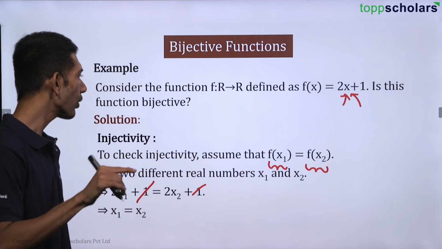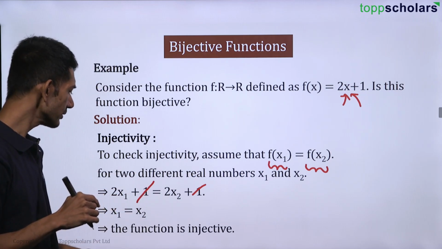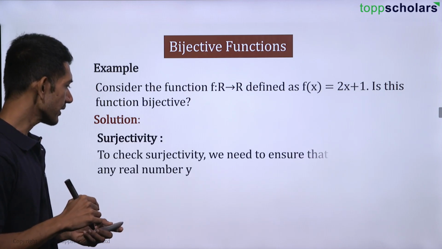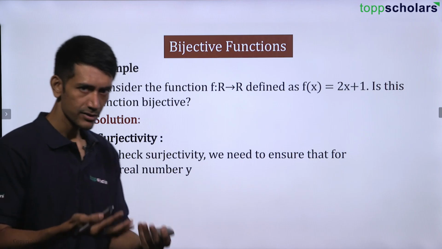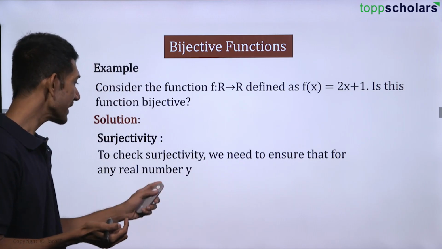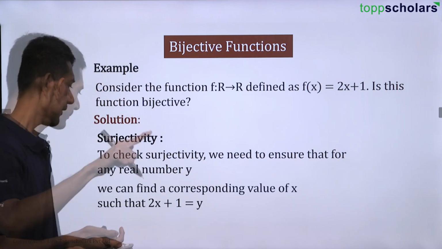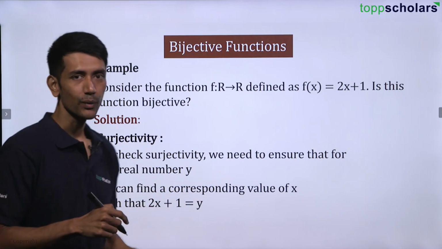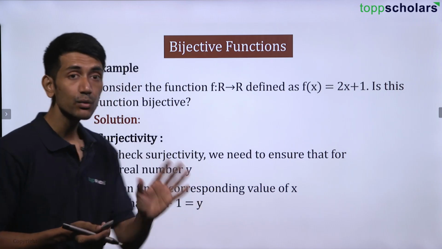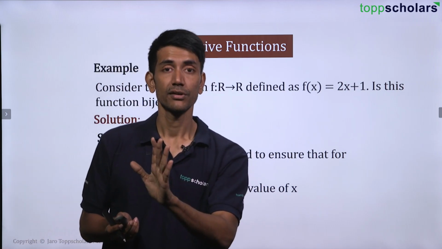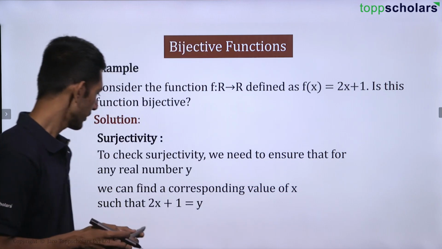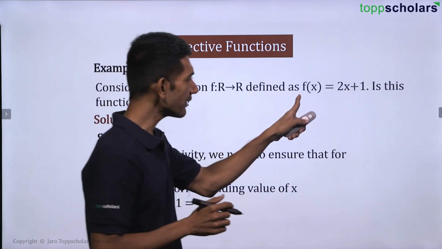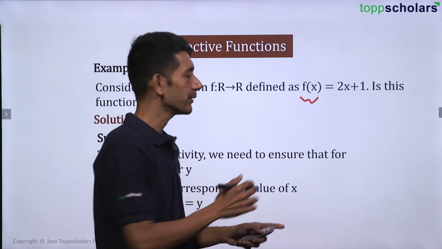Now let us talk about onto, whether the function is surjective or not. So for surjectivity, we need to ensure that for any real number y, we can find the corresponding value of x such that 2x plus 1 is equal to y, right? Because we don't have to leave any pre-image in the set B. So that is nothing but your y here. So y is equal to 2x plus 1. So instead of f of x, just write down y.